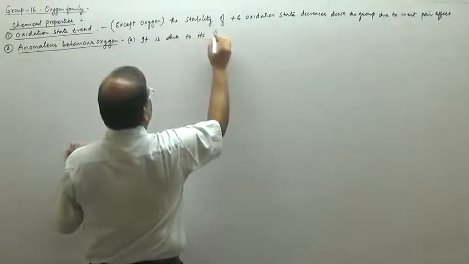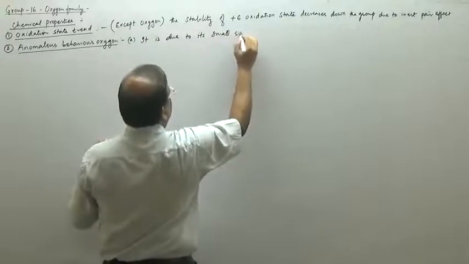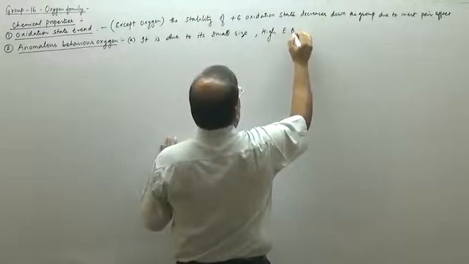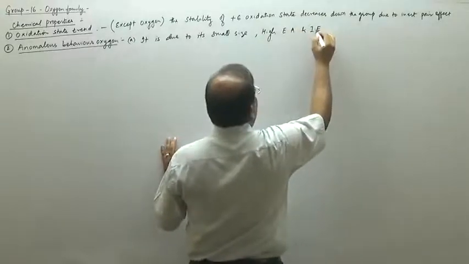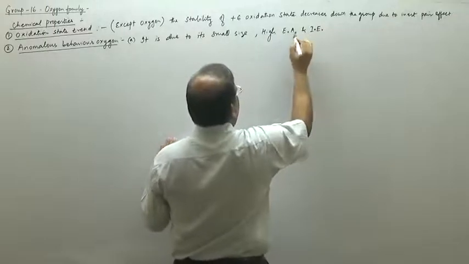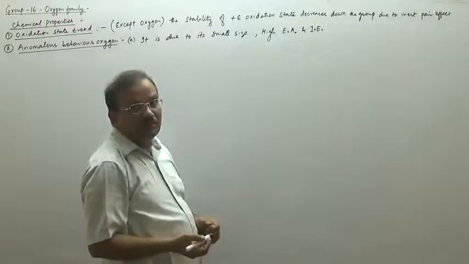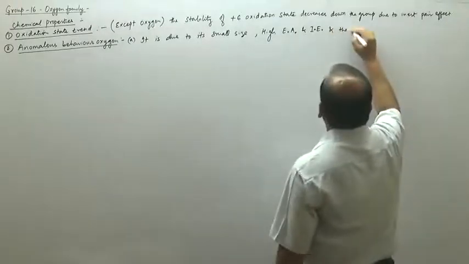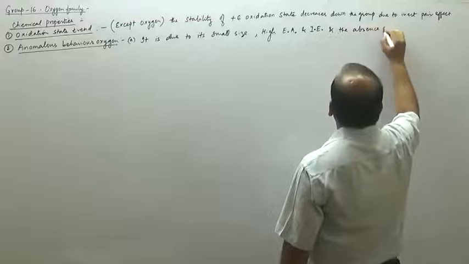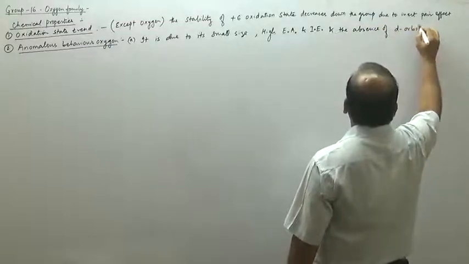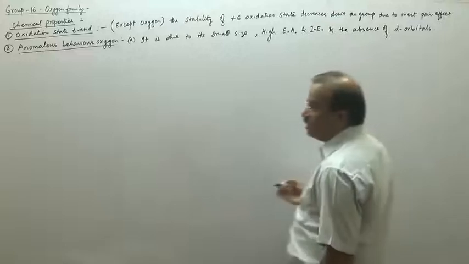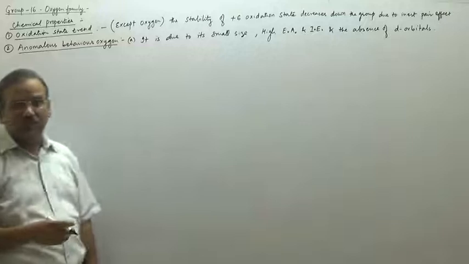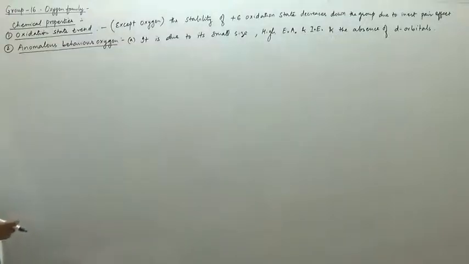its small size. We used to say small size, high electron affinity and ionization energy, and absence of d orbitals. So due to that absence of d orbitals, we know that the maximum covalency it can show is 4, but mostly it shows 2 covalency.